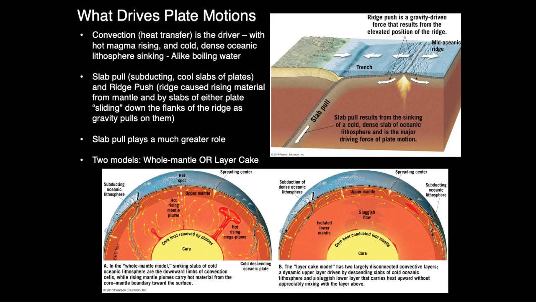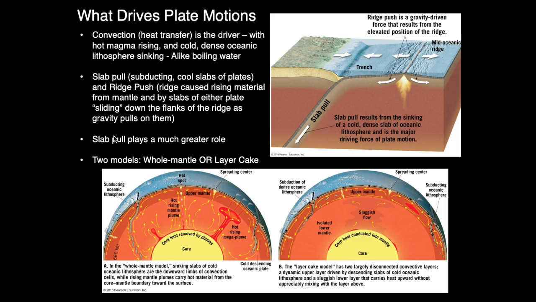So although there is a consensus saying that convection is the main driver of plate motion, there is still disagreement between scientists about what specific types of convection occur in the interior of the Earth. There are two different models that have been made towards a convection model. The first one is the whole mantle convection model, and the second one is the layer cake model.